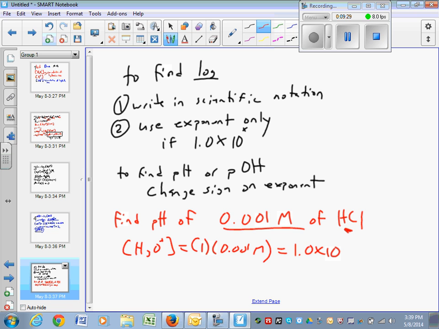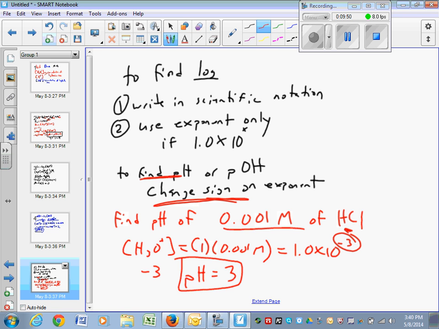I write my answer in scientific notation: 1.0 times 10 to the negative third. Then I use the exponent only. That's a -3. And since I'm trying to find the pH, I have to change the sign. So the pH is equal to 3. Nice and simple. And this works for any strong acid or to find the pOH of any strong base.